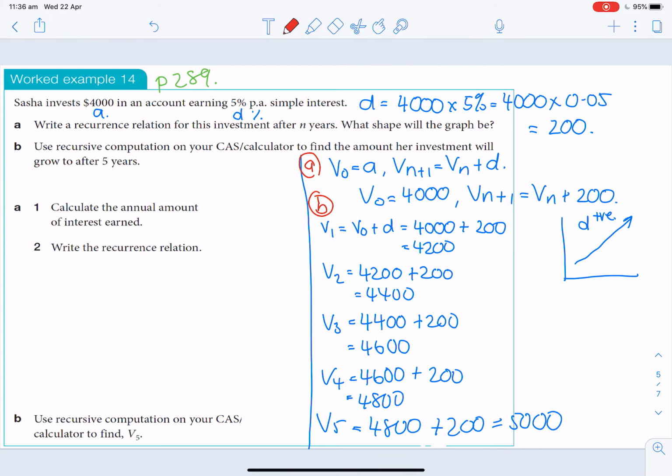Now, calculate the annual amount of interest earned. Hang on a minute, has it jumped to another question? That's silly. Disregard all of this. It's just pretty much the same thing. I didn't even realise what I'd typed, I've just duplicated. So what I've actually done is I've shown you the steps on what to do. Calculate the annual amount of interest earned, write the recurrence relation, use recursive computation on your CAS to find V of 5.